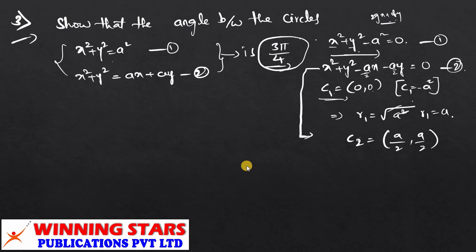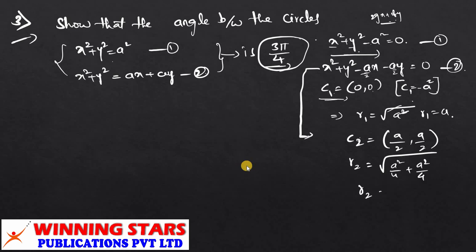Now, is there a constant value here? No, there is nothing constant here. So r2 is equal to under root of a square by 4 plus a square by 4, and there is no constant, so minus 0.